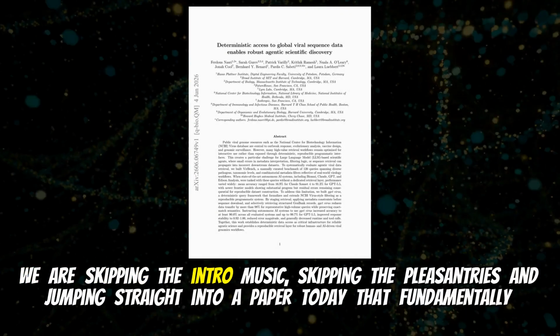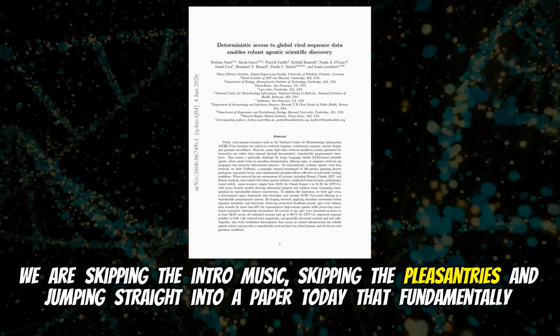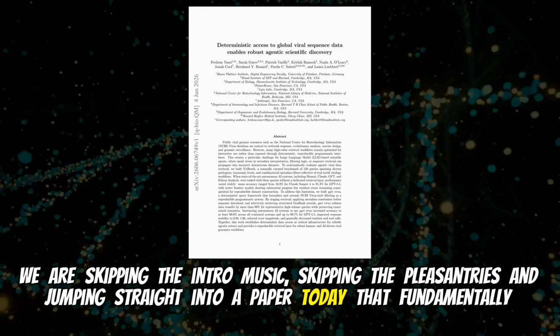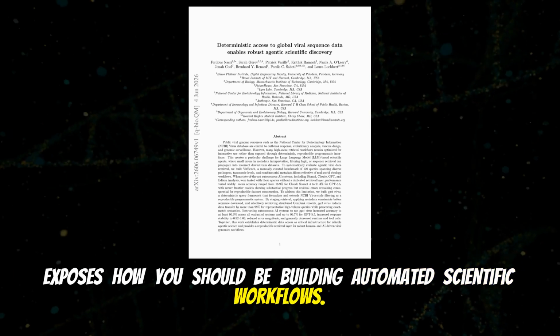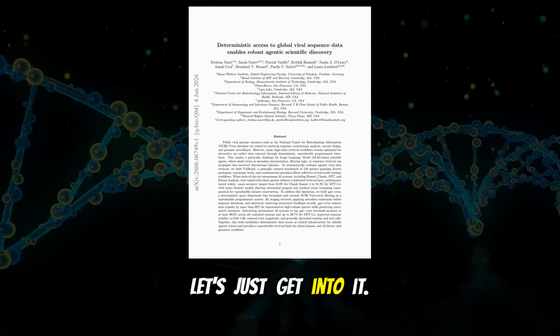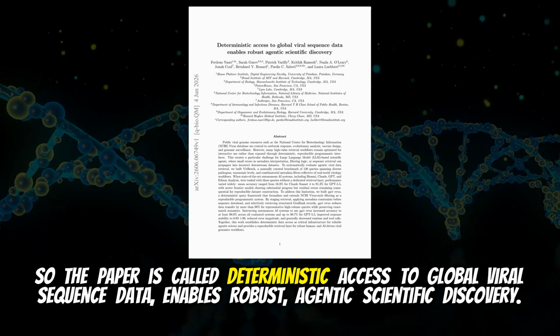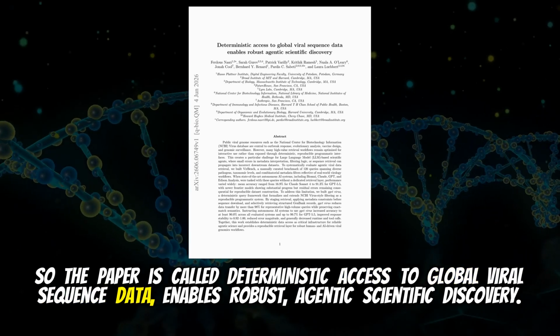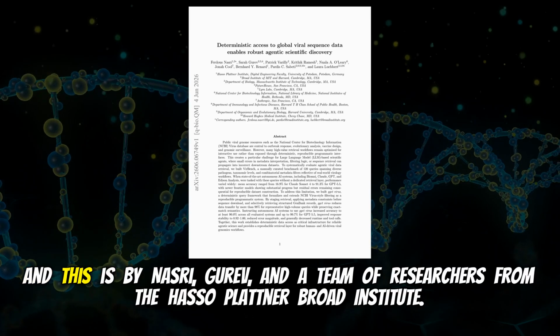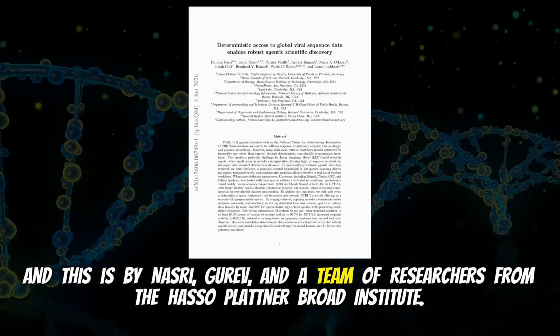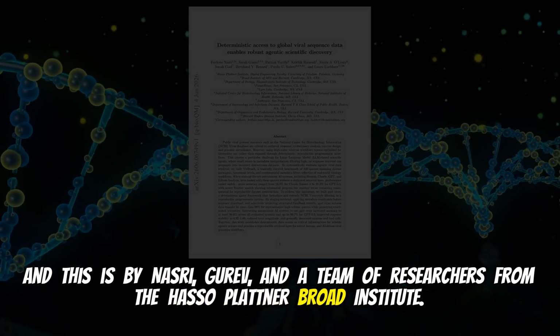We are skipping the intro music, skipping the pleasantries, and jumping straight into a paper today that fundamentally exposes how you should be building automated scientific workflows. Right, yeah. Let's just get into it. So the paper is called Deterministic Access to Global Viral Sequence Data Enables Robust Agentic Scientific Discovery. And this is by Nasri, Gurev, and a team of researchers from the Hasso-Plattner and Broad Institutes.